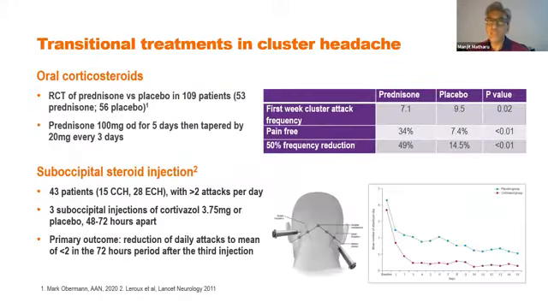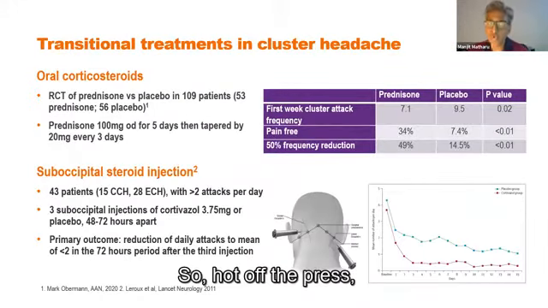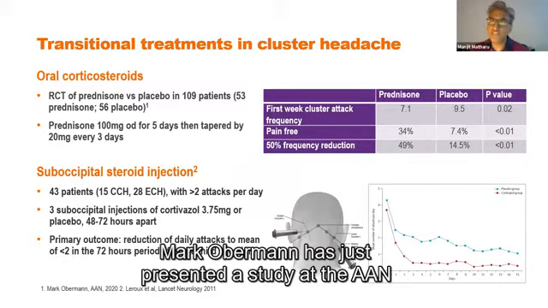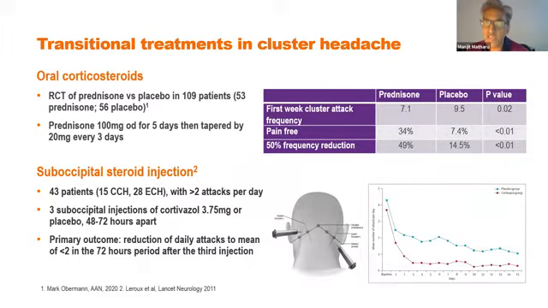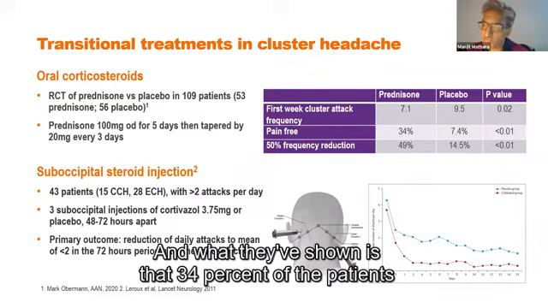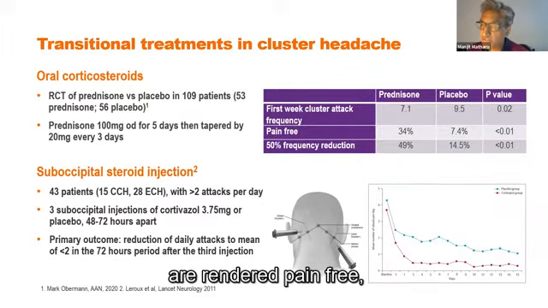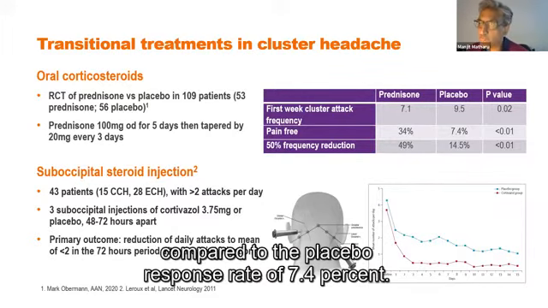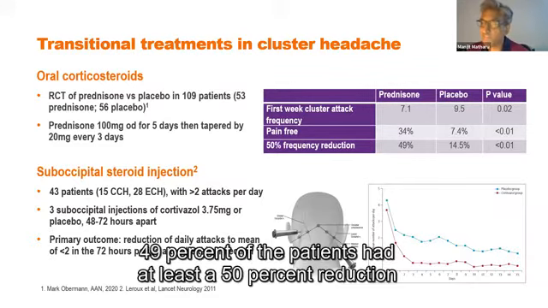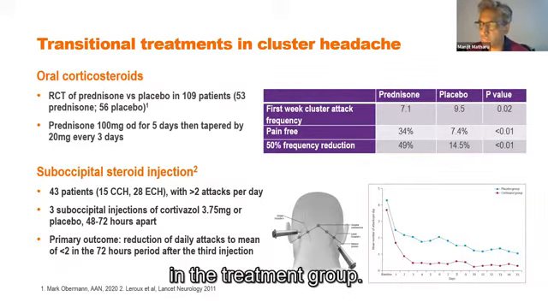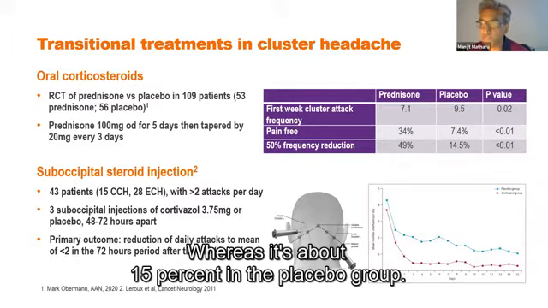What about the transitional treatments? So hot off the press, Mark Obermann has just presented a study at the AAN where they've done this wonderful RCT of prednisolone, starting at 100 milligrams once daily for 5 days and then tapering the dose by 20 milligrams every 3 days. And what they've shown is that 34% of the patients are rendered pain-free compared to a placebo response rate of 7.4%, and 49% of the patients have at least a 50% reduction in the treatment group versus about 15% in the placebo group.